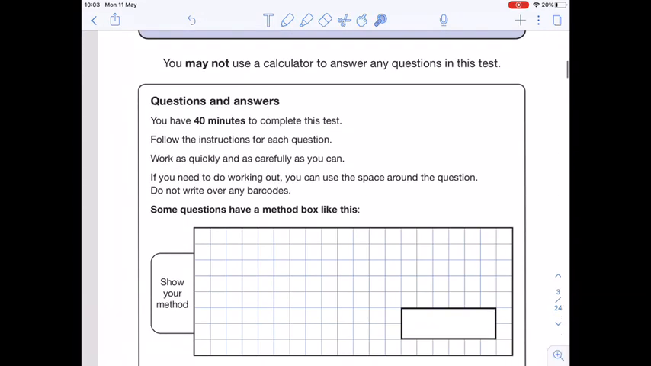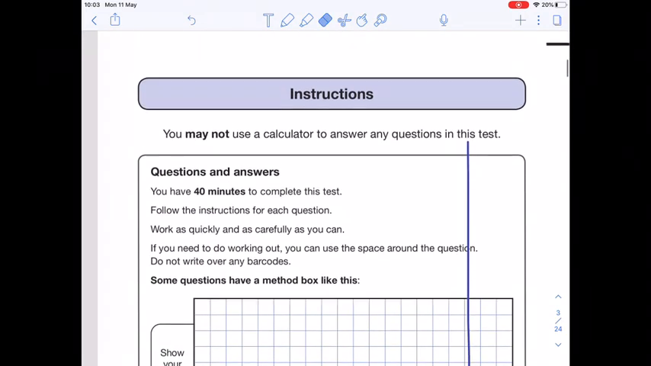If we look at the first page, you will notice on here that you had 40 minutes. I wasn't really bothered how long you took. Hopefully nobody took much longer than 40 minutes. But I'm not really worried about how long you took because it's not a real test.